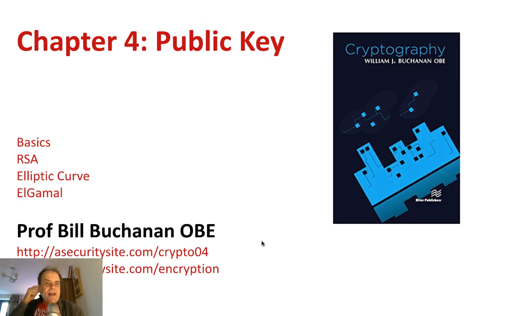Okay, so that's been an outline of some public key methods. We went over RSA, which uses prime numbers, elliptic curve, which uses elliptic curve methods, and ElGamal, which uses discrete logarithms.